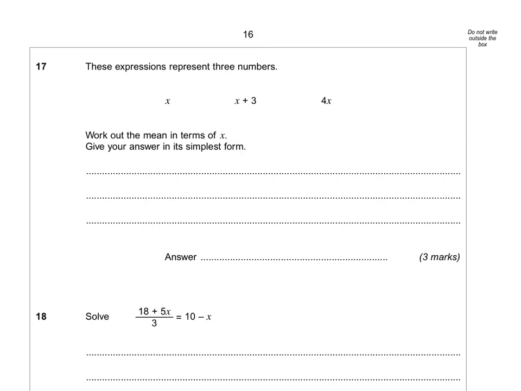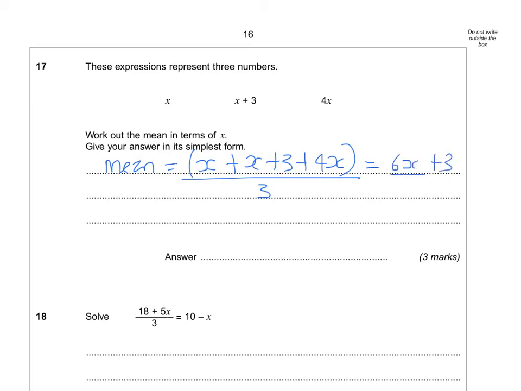Question 17. These expressions represent three numbers. Work out the mean in terms of x. Give your answer in its simplest form. So to work out the mean, we need to make sure we add these three values together and then divide by 3. So that's equal to 6x plus 3 divided by 3, which if we simplify is 2x plus 1, making sure we divide both parts of 6x plus 3 by 3.